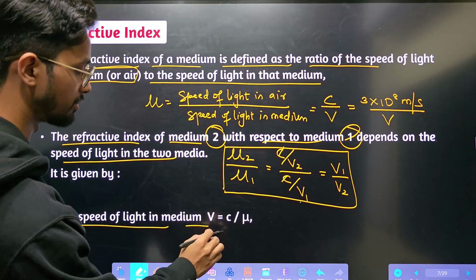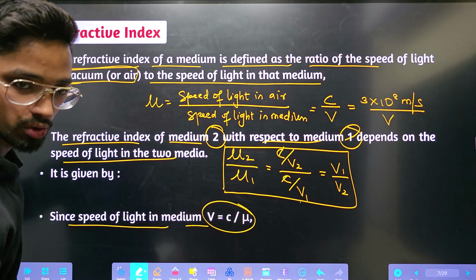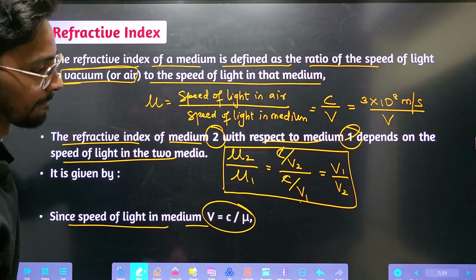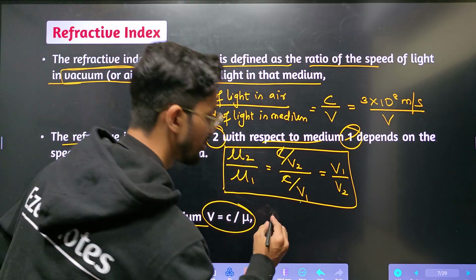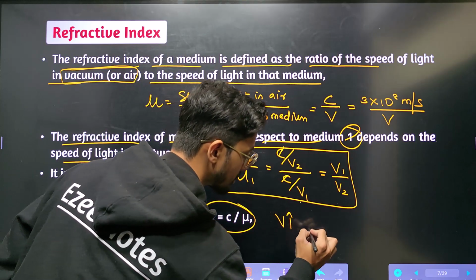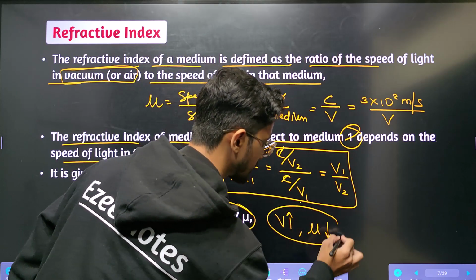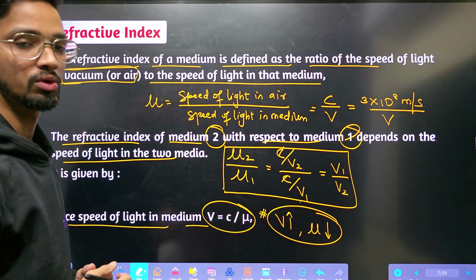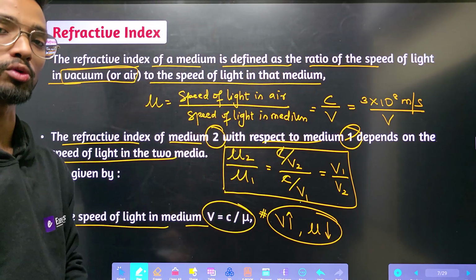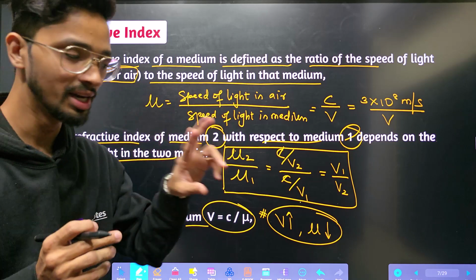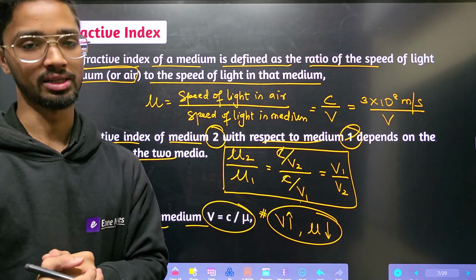Since the speed of light in a medium is V is equal to C by mu, it is inversely proportional. V1 by V2 is mu 2 by mu 1. So if V increases, mu decreases. See, mu 2 by mu 1 is V1 by V2. It is inversely proportional. Inversely proportional means if one increases, the other decreases.